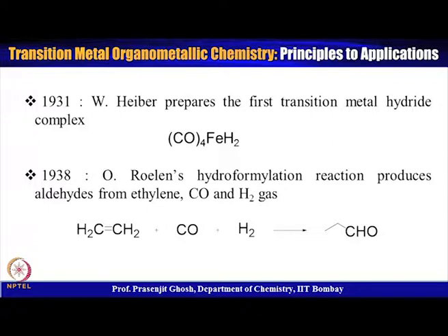1938 saw Otto Roelen's hydroformylation reaction that produced aldehydes from ethylene, carbon monoxide and hydrogen gas. Thus, the reaction of ethylene with CO and H2 gives aldehyde. This was a very important reaction and went on to be a big hit in industry, producing tons of aldehyde by using this method, and this came to be known as the hydroformylation reaction. Various organometallic catalysts, particularly rhodium and cobalt, were discovered for this transformation.